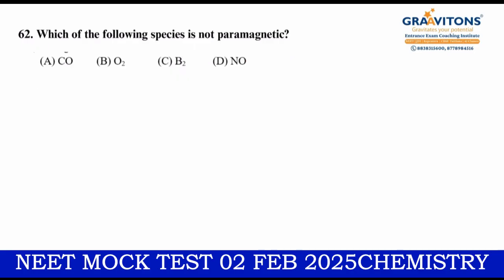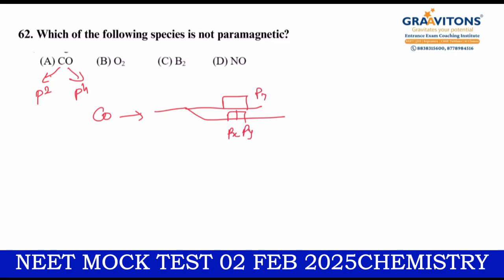And question number 62, which of the following species is not paramagnetic in nature? So option A is CO, that is carbon monoxide, where carbon has outer electrons p2 and oxygen has p4. If I go for molecular orbitals, the bonding orbitals where we have Px, Py and Pz, we totally have 6 electrons, and all 6 electrons are completely filled here. That gives you no unpaired electrons, all are completely paired. So it is diamagnetic in nature.